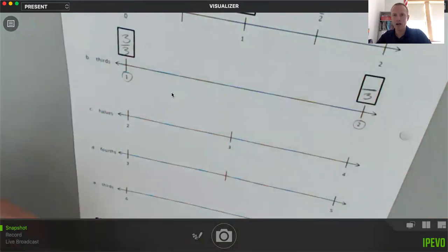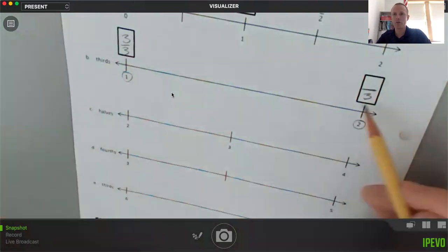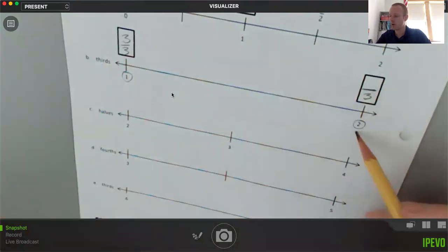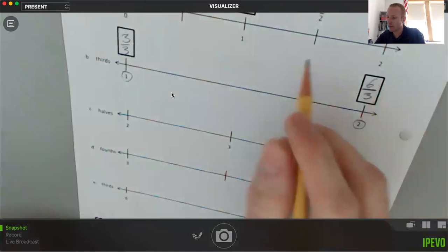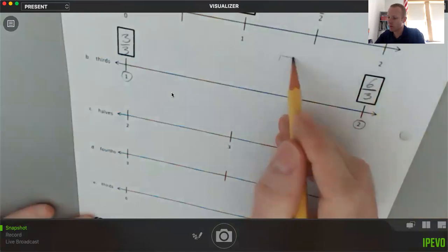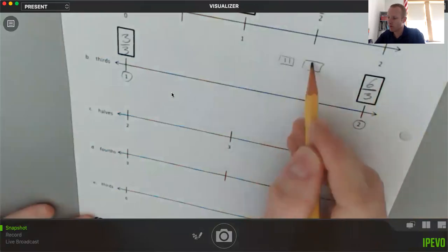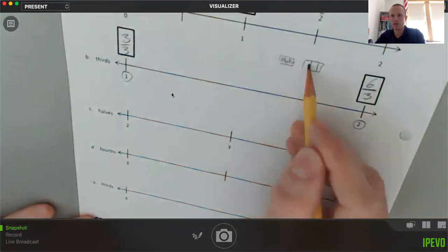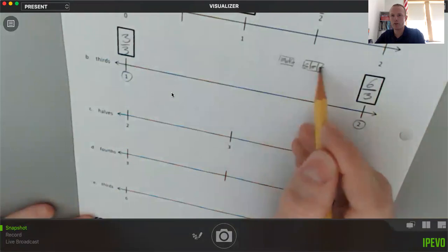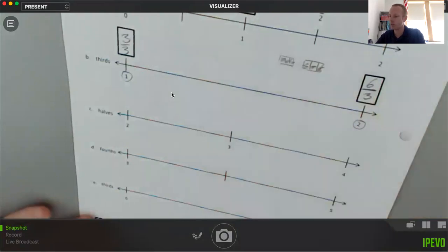But we need to think about how many thirds make up 2 wholes. Well, we know 3/3 is 1 whole, and we know another 3/3 will be 2 wholes. So 3/3 plus another 3/3 is 6/3. I could also draw that if it's helpful for you. So 1, 2, and 3 in the first one, and 1, 2, and 3 in the second one adds up to 2 wholes.